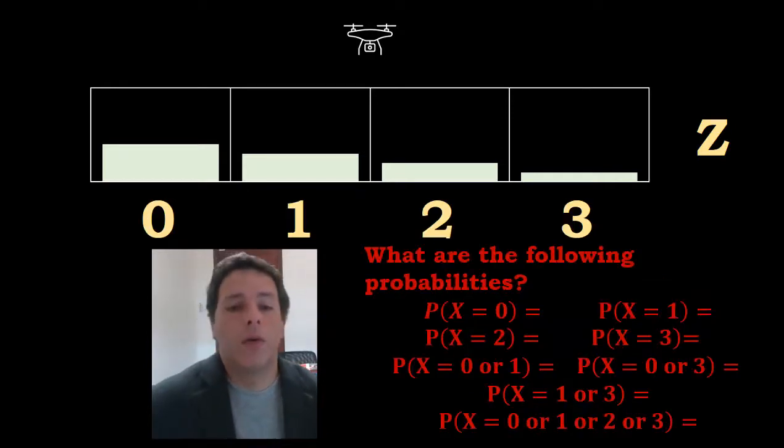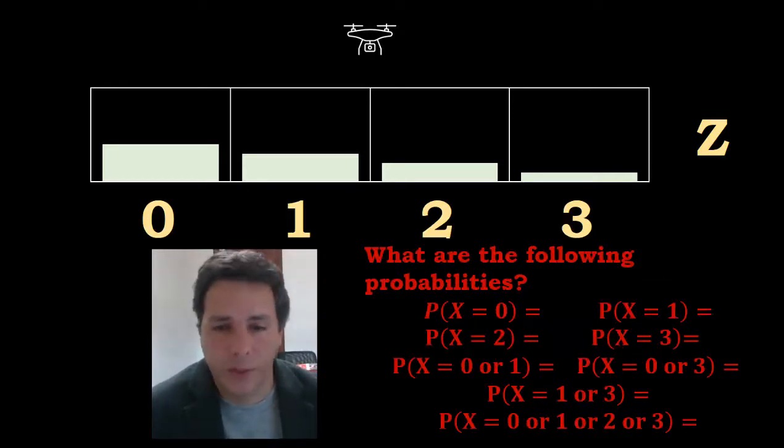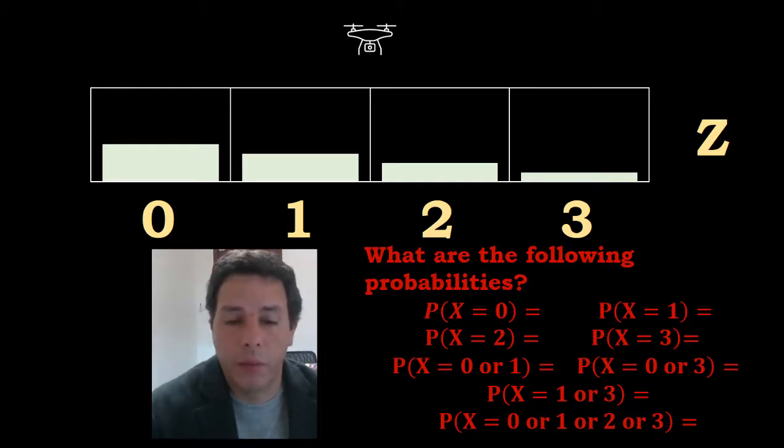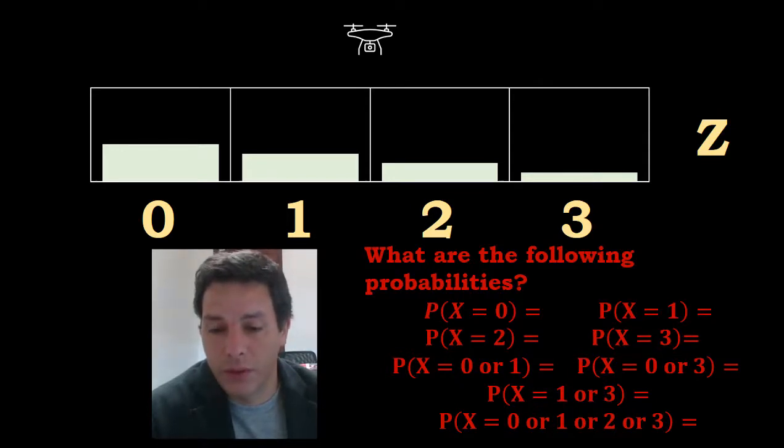Okay, so now let's do some probabilities. I'm asking, what are the following probabilities? What's the probability that x equals 0? That x equals 1? That x equals 2? That x equals 3? What's the probability that x equals 0 or 1? That x equals 0 or 3? The probability of x being 1 or 3? And what's the probability of x being equal to 0 or 1 or 2 or 3? Pause the video and try to answer these questions.